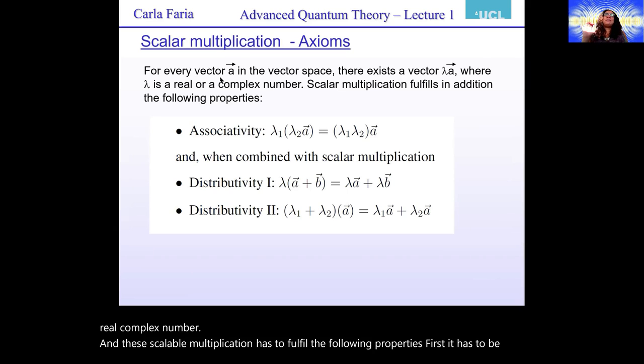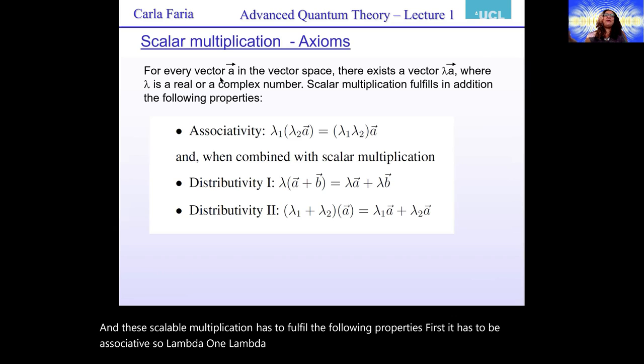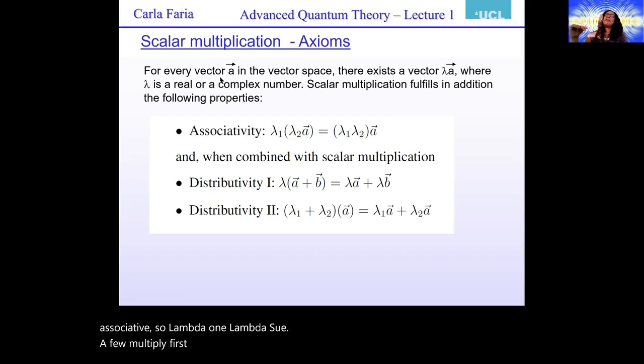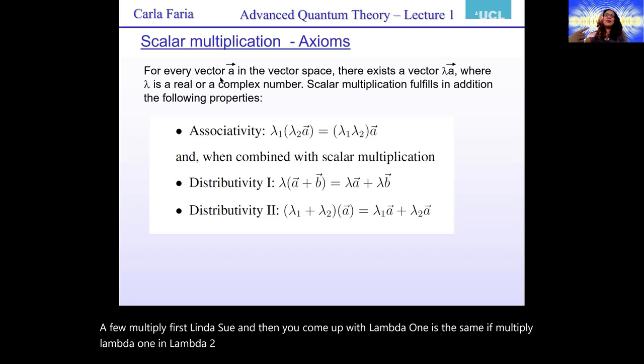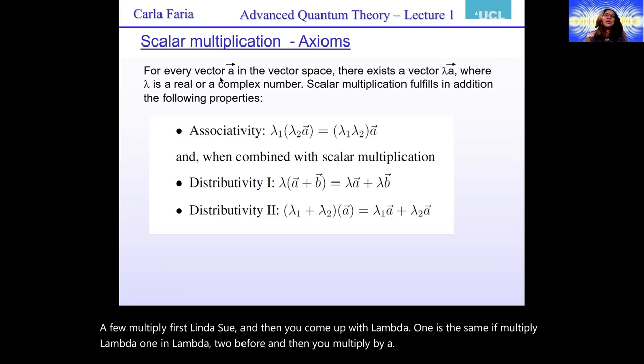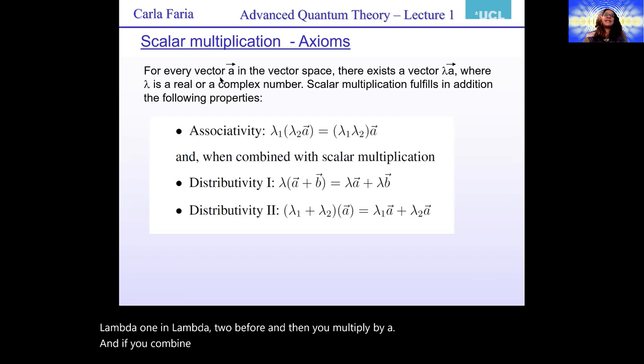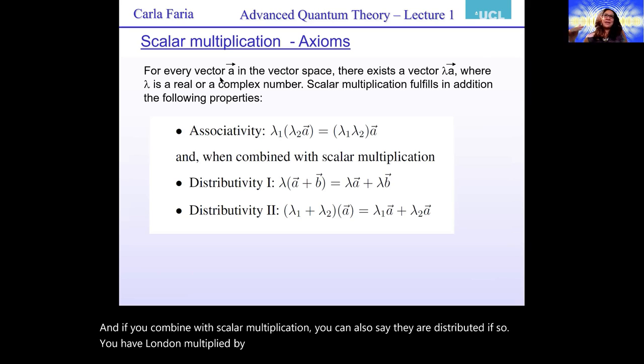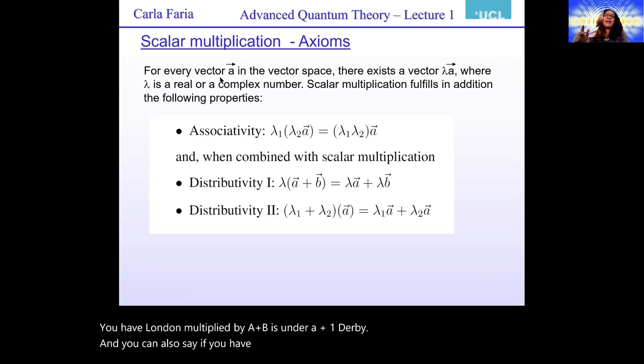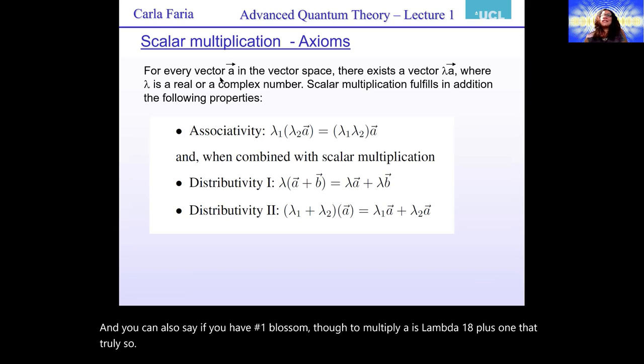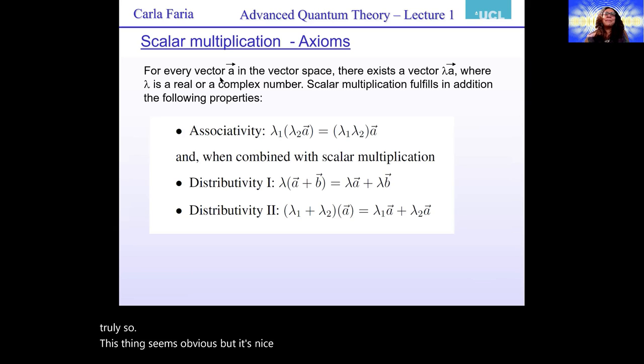So lambda 1, lambda 2: if you multiply first lambda 2, and then you come up with lambda 1, is the same as if you multiply lambda 1 and lambda 2 before, and then you multiply by a. And if you combine with scalar multiplication, you can also say they are distributive. So you have lambda multiplied by a plus b is lambda a plus lambda b. And you can also say if you have lambda 1 plus lambda 2 multiplied by a is lambda 1 a plus lambda 2 a. So this seems obvious, but it's nice to have these things in mind always.